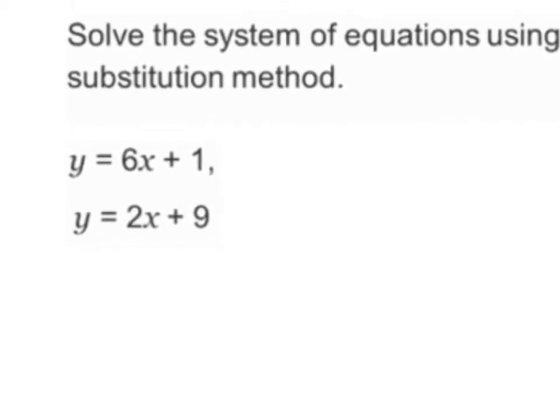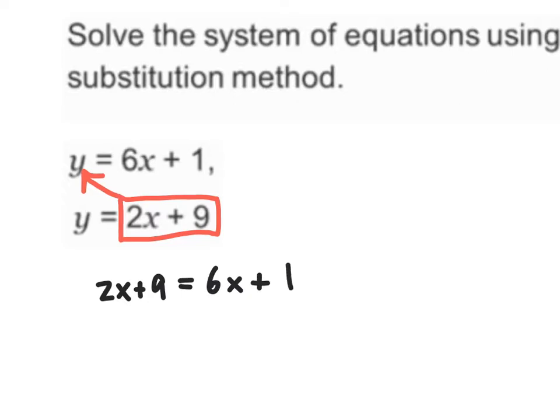Okay, so here's what I'm going to do. What I have here is that both of these equations are solved for y. It doesn't really matter which one you choose, but I typically choose the bottom one. I'm going to take this value here, 2x plus 9, and substitute that entire thing into my y value of the other equation. So here's what I get. I'm going to get 2x plus 9 is equal to 6x plus 1. So what I have done is replaced y with what it was equal to in my other equation. Now I have one variable.